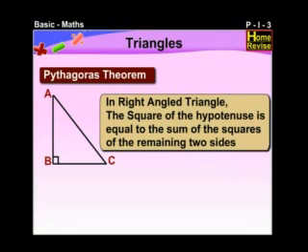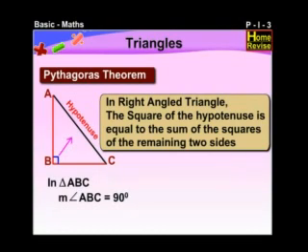Consider one example. In right angle triangle ABC, measure of angle ABC is equal to 90 degrees. The side which is opposite to 90 degrees is called the hypotenuse. In triangle ABC, angle B is equal to 90 degrees. Therefore, side AC, opposite to 90 degrees, that is B, is said to be the hypotenuse of triangle ABC. That is, AC is the hypotenuse of triangle ABC.